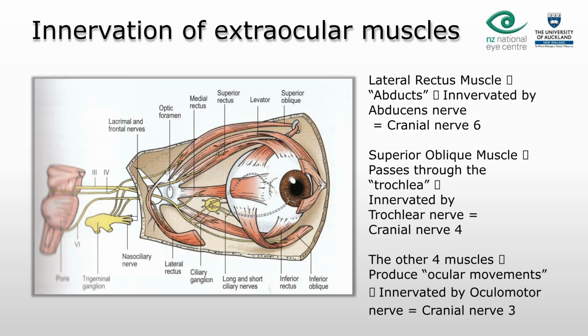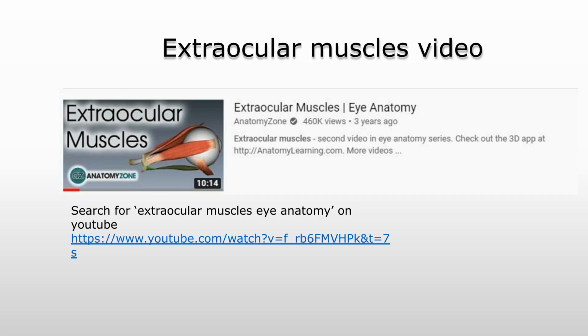Extraocular muscles are innervated by 3 cranial nerves: the abducens nerve for the lateral rectus, the trochlear nerve for the superior oblique, and the oculomotor nerve for the other 4 muscles. For a detailed video on extraocular muscles, search for Extraocular Muscles Eye Anatomy on YouTube.